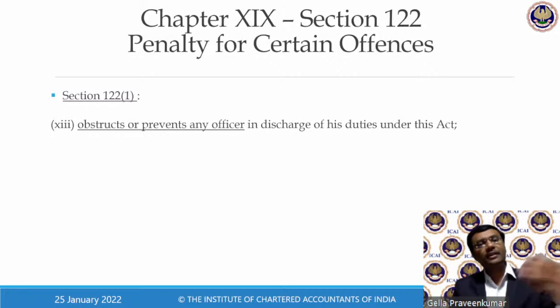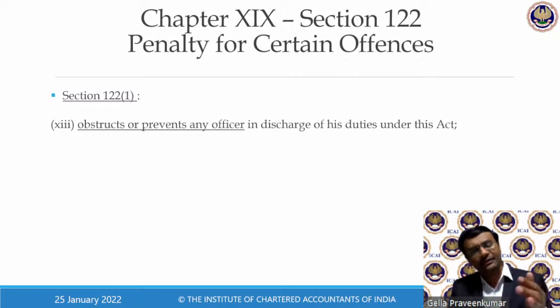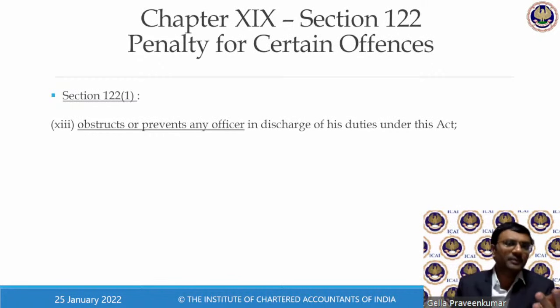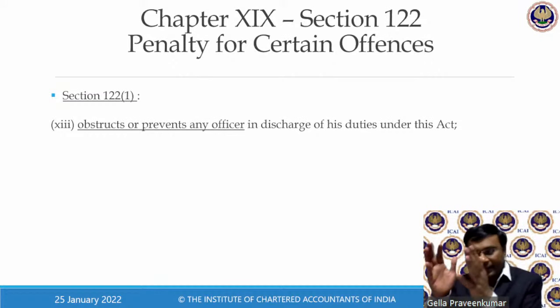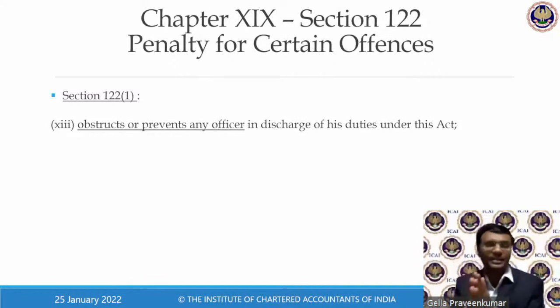Objects of prevention officer: you have no intent to evade payment of tax, but you're not aware of the law. I could say, I don't know what the officer's rights and duties are, so I try to prevent him. I could call it a procedure.